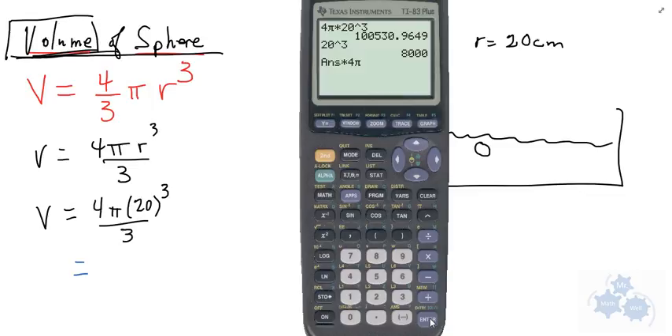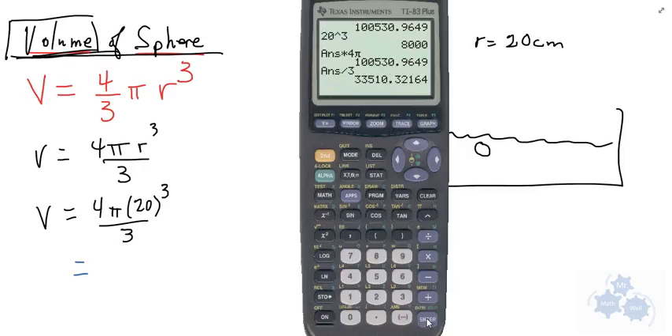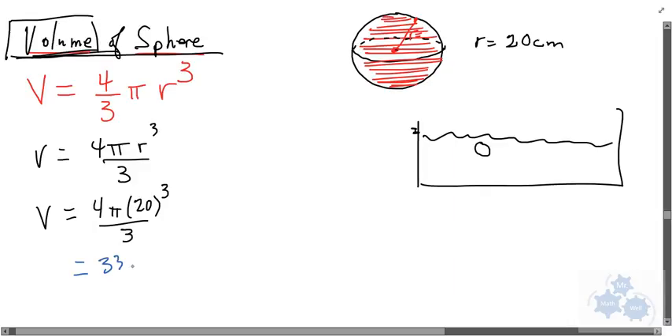Let's see, did I need my brackets? Nope, didn't need the brackets. Good. Okay, so that's a pretty big number. Now we're going to divide that by 3. Okay? So that's 33,000 cubic centimeters. 4/3 pi r cubed, eh? Okay, so 33,510. That's a lot, isn't it?